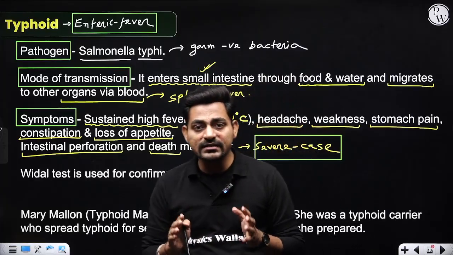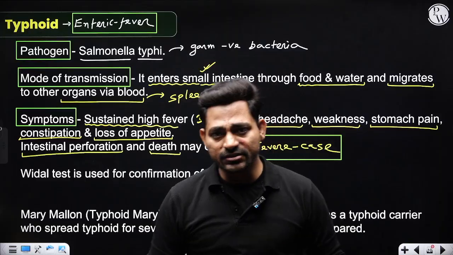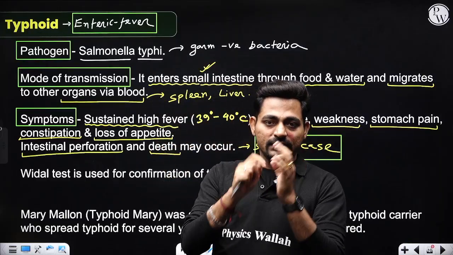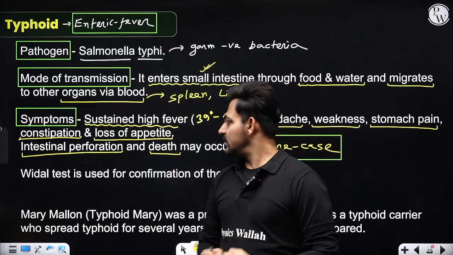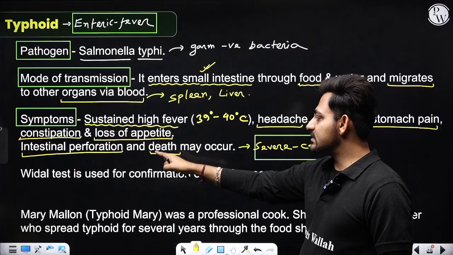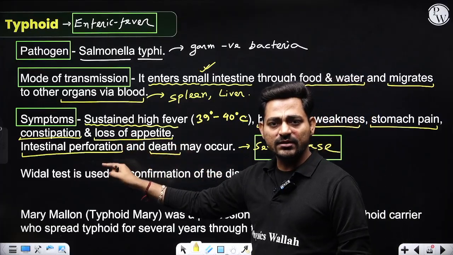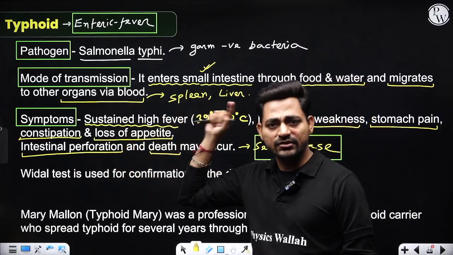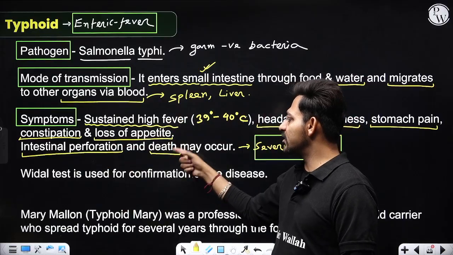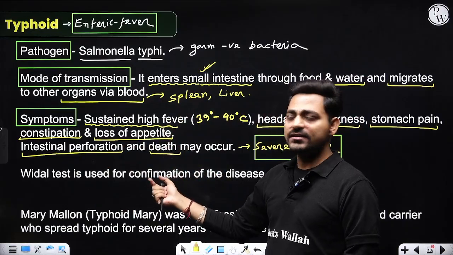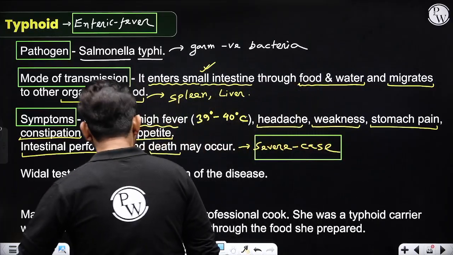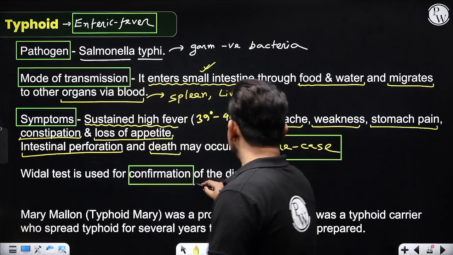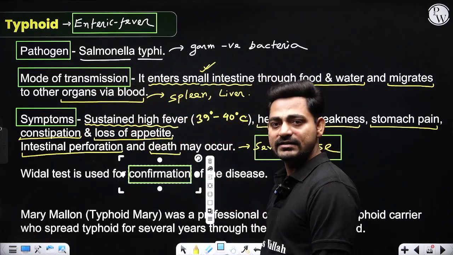See, small intestine, this is the site of complete digestion of food, and obviously the site of absorption of digested food materials, right? So that is called intestinal perforation. Due to the intestinal perforation, digestion and absorption is not taking place, and gradually due to the loss of appetite, the patient may die. Okay, now how we can confirm this disease inside the body?